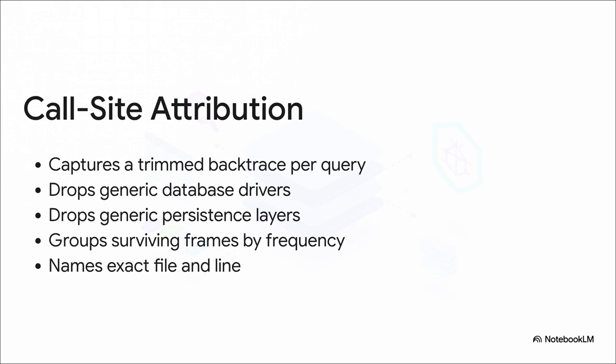The analyzer then groups the surviving frames by frequency. So going back to our 62 queries, DebugBar tells you exactly where they came from. 62 executions from itemhandler.php line 255. Boom, you know exactly where to go.